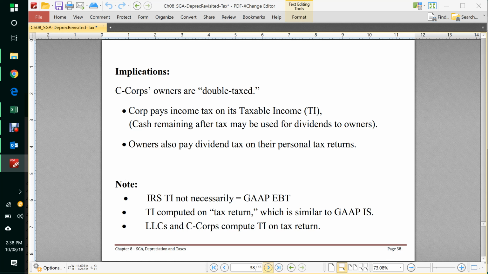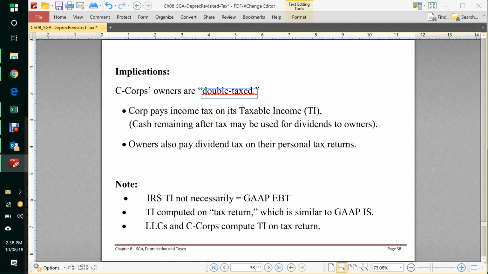So the implications are that C Corp's owners are double taxed. How does this work? Well, the C Corp pays income tax on its taxable income, and then any leftover cash can be taken out by the owners as dividends. But then the owners also have to pay dividend tax on their personal tax returns for the dividends. So that's what we mean by this double taxation.